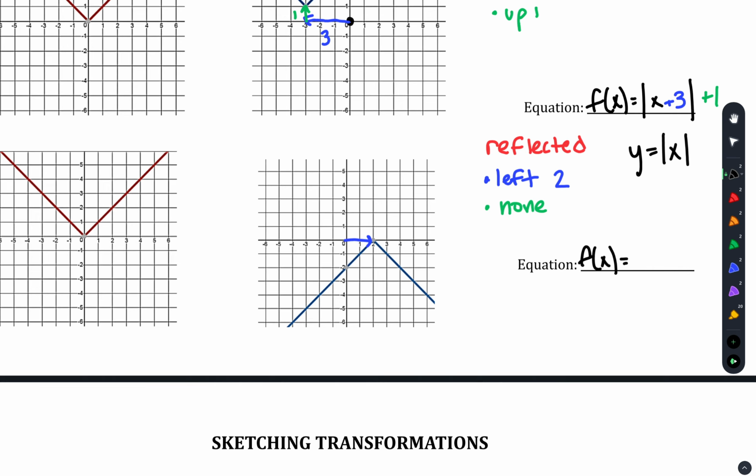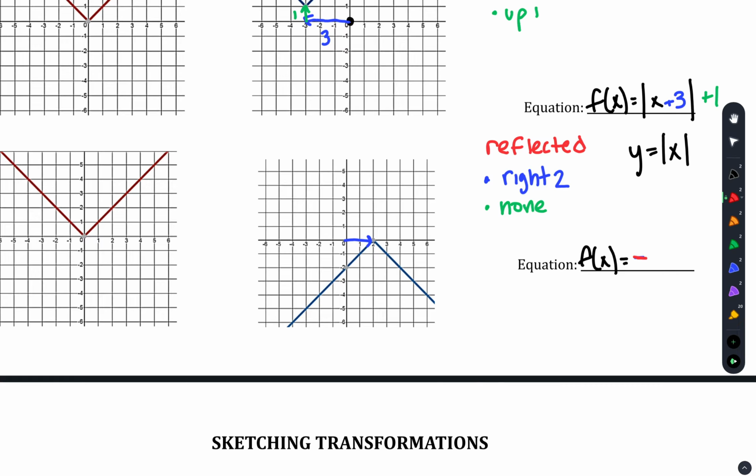How do I show that it's reflected, James? Oh, yeah, you're right. I wrote left. Why did I write right? There you go. Thank you. I don't know my left and right sometimes. How do I show that this is reflected? We want a negative before the parentheses.